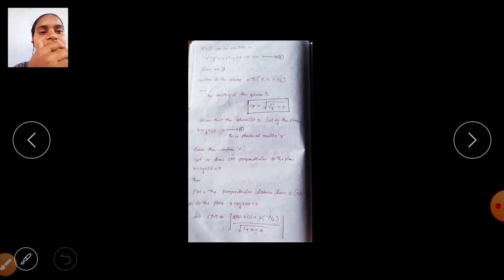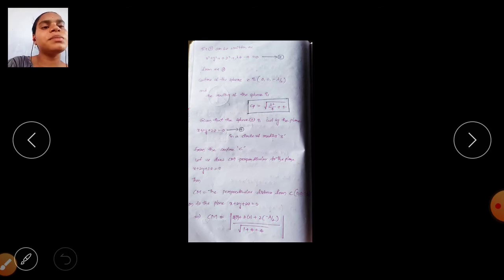Radius of the sphere is root of u square plus v square plus w square minus d. So that is CP is equals to root of lambda square by 4 plus 4.